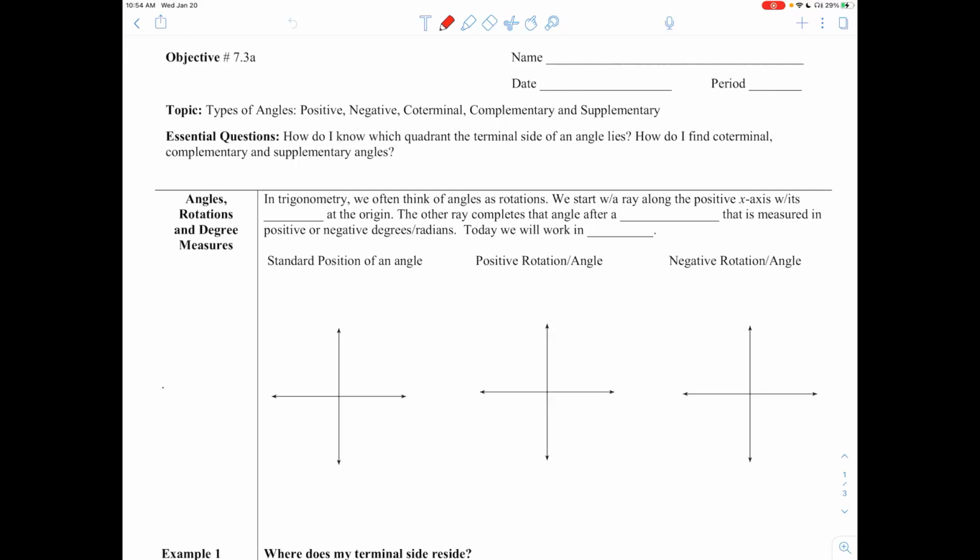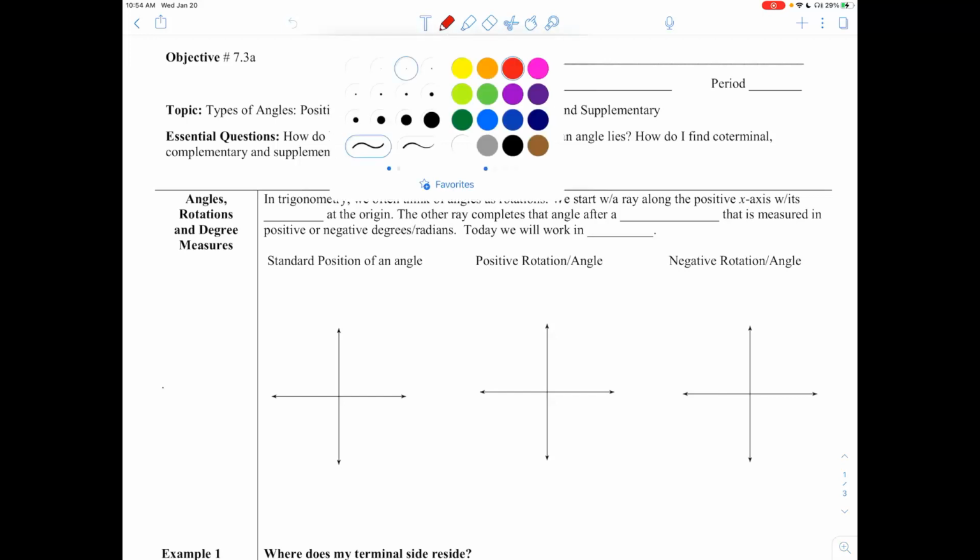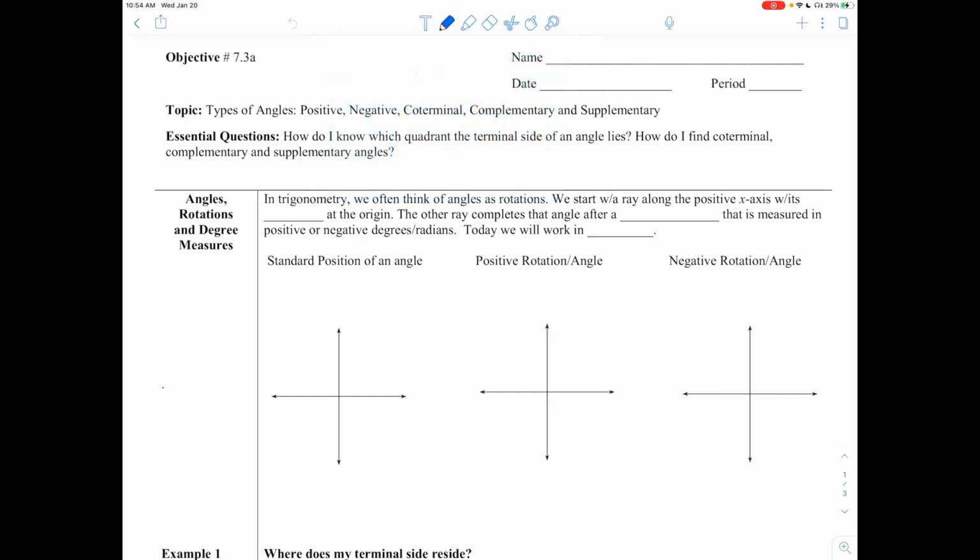Okay, so we start with a ray along the positive x-axis with its vertex or endpoint at the origin. The other ray completes that angle after a rotation. That rotation is measured in positive or negative degrees or radians. And today we are working in degrees.